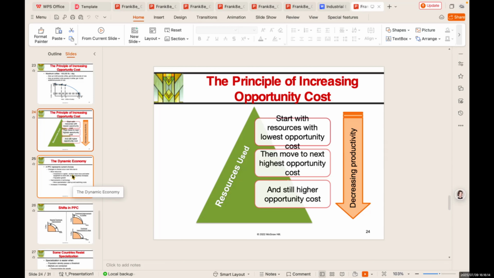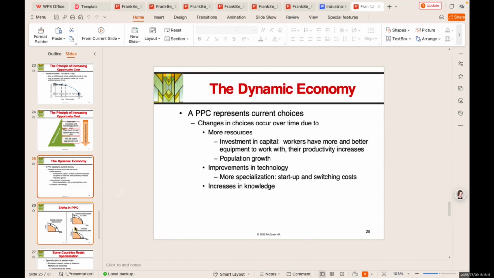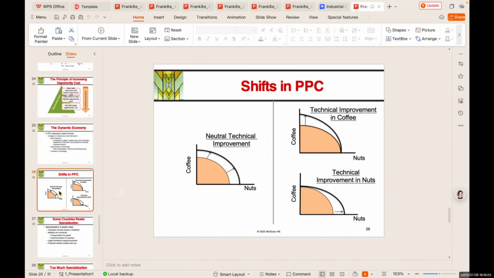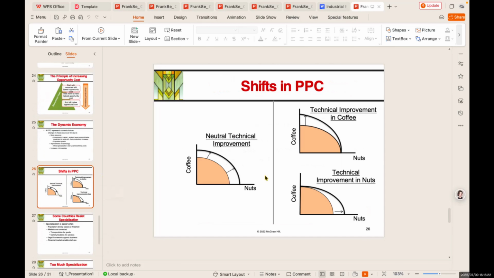Well, in the real world, the production possibility function is not fixed. If there is some shock, the PPC will shift. For example, when the internet is introduced, it is a kind of neutral technique improvement. Both intercepts of coffee and nuts will increase. Well, if only the coffee machine became more efficient, only the intercept of the coffee axis will increase.